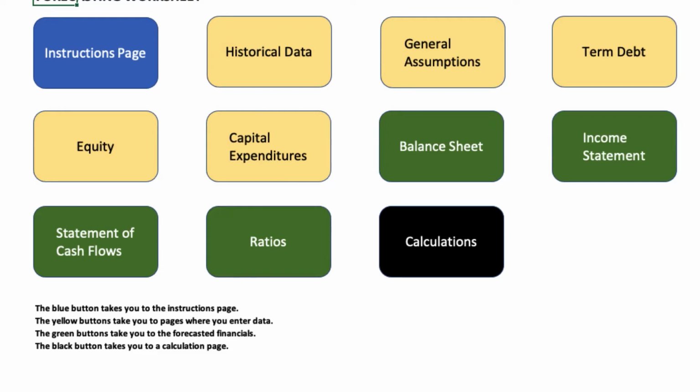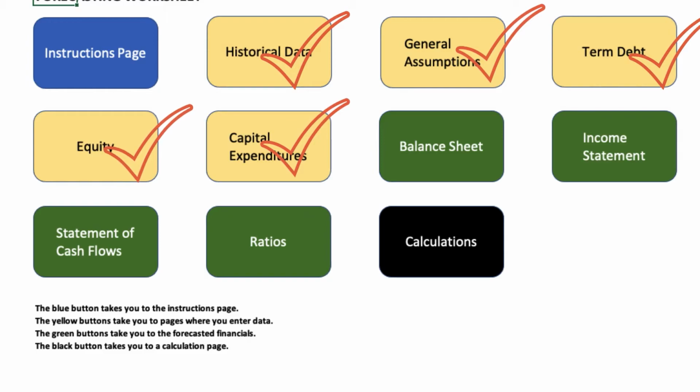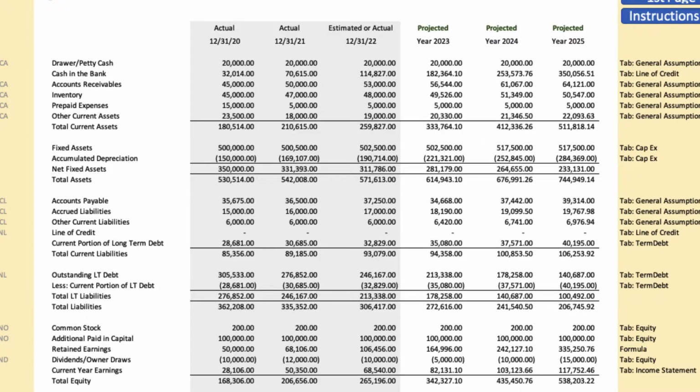So now we've entered in our historical data. We've entered in our general assumptions. And we've made some assumptions about term debt, equity, capital expenditures. Let's take a look at what our results are. Let's go to the balance sheet. And this is what we get.